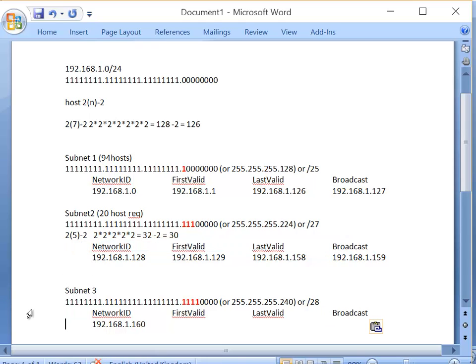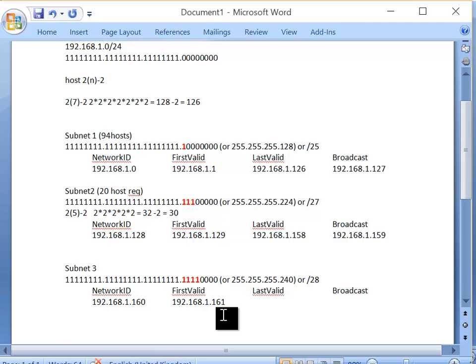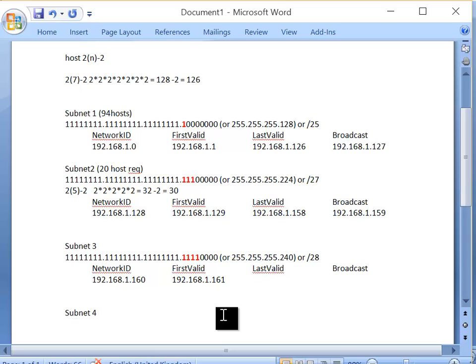For subnet 3, network ID is 192.168.1.160. The first valid address is 192.168.1.161. To find the last valid address and broadcast, it's better if you find the next subnet. So subnet 4. What is the network ID for subnet 4? Subnet 4 network ID is 192.168.1.what. If you look at this bit here, what's happening? This bit represents 16. So if we add 16 to 160, it's 176.